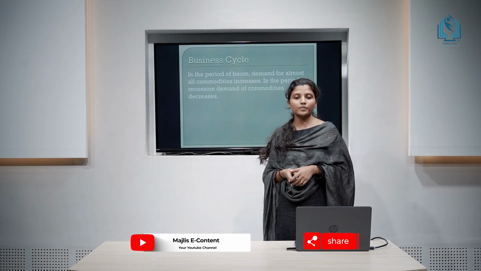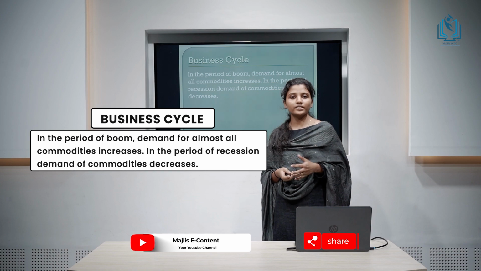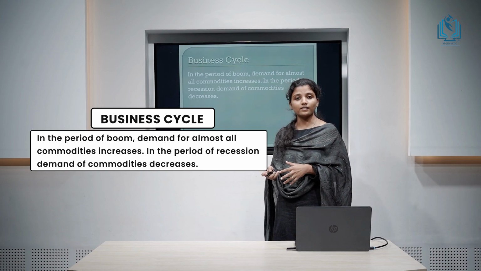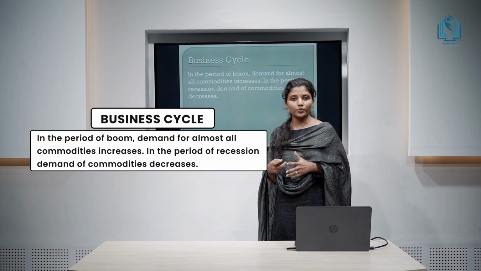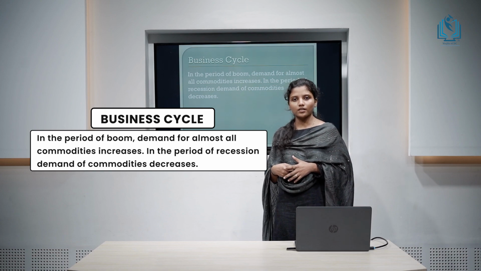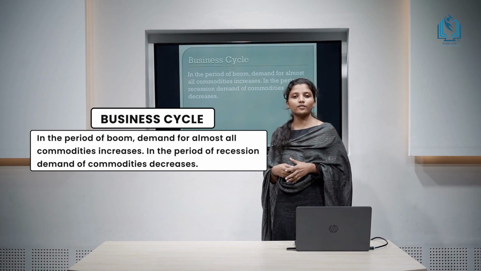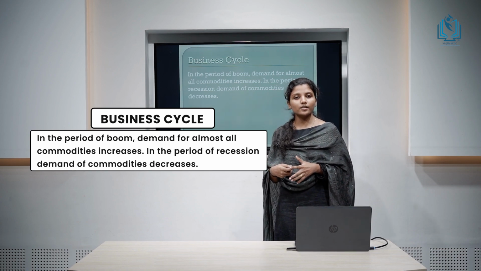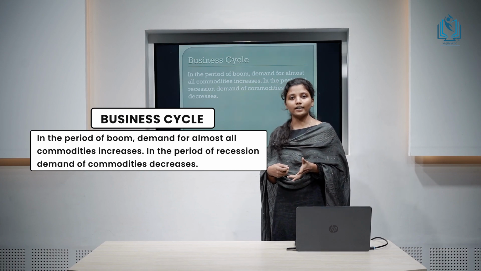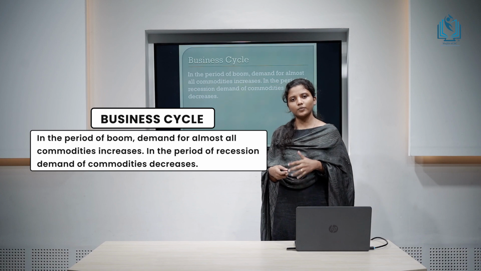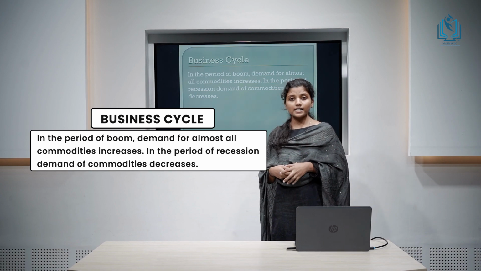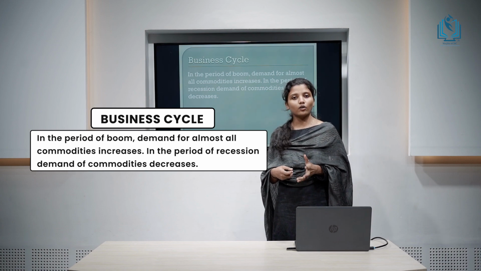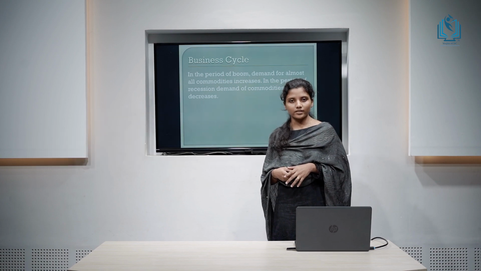And the next factor is business cycle. Our economy passes through different stages or situations. These situations can be termed business cycles. Sometimes the economy may be in a boom period. Sometimes it may be in a recession period. All these cycles also have an influence on the demand for commodities. In the case of a boom period, the demand for commodities will increase. On the other hand, in the case of a recession, the economy will be in a depressed stage. In such a time, the demand for all commodities may decrease. So likewise, the business cycle also has an influence on the demand for commodities.